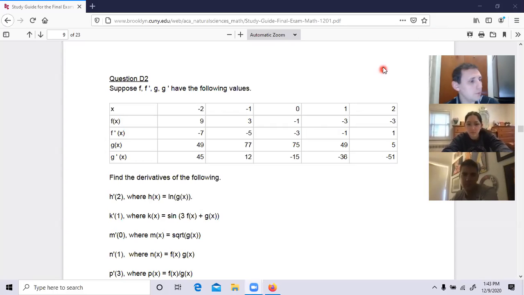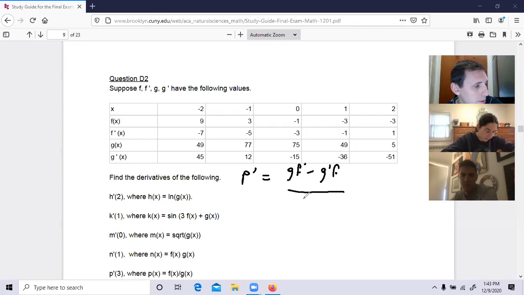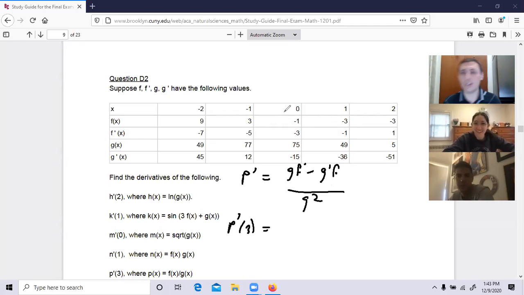So what we have is that p prime would be g f prime minus g prime f divided by g squared, and we need to evaluate them at 3, right? So p prime of 3. What is g of 3? So I look here. There is no 3 here, is there? Right. So that's what you call it, a mandatory reduction of your grade question, right? So you just leave it like that. Good.